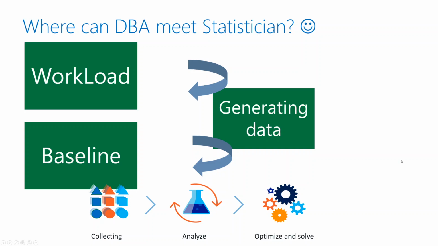So where is this exact point where the DBA meets a statistician? You have a workload and you have your baseline, and this is what a statistician or data scientist would call collecting data. Then you have generating data, which is something that happens repetitively, and what a statistician or data scientist would call analyzing. Based on that, you get a result that would either mean now we need to optimize something, or now we can start solving something.